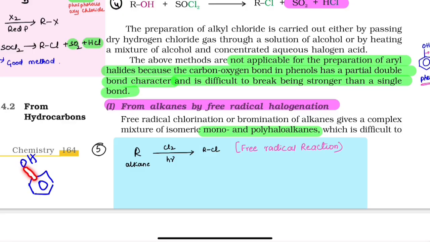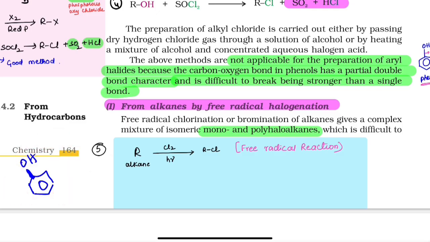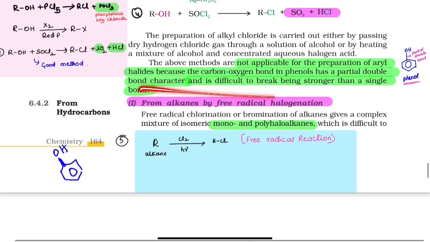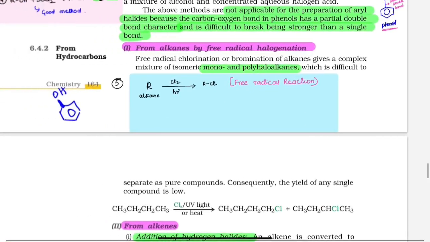So this is oxygen and this is carbon. This bond has partial double bond character, so breaking this bond will be very difficult. Therefore this is not applicable for the preparation of aryl halide. So you have to make a note. I have highlighted this, you can see, and also I have written here, you can just check it out. Because of partial double bond character, it is not easy to break this bond.